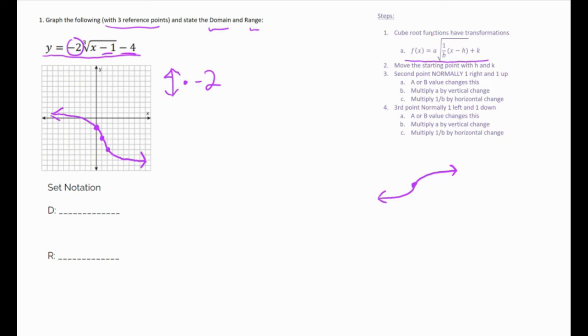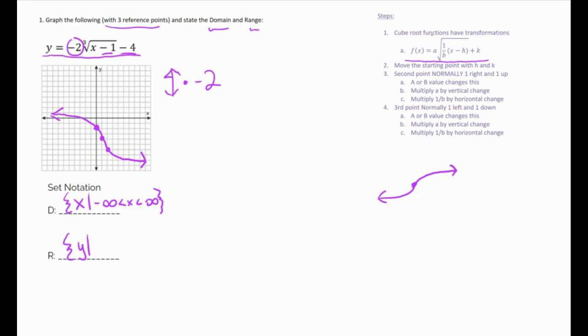For domain and range here, in set notation for domain, I'm using all of the x values. For range, I'm doing the y values. And in this case here, I'm really saying that x can be any number, because if we see here, it goes on forever from left to right. With a cube root function, there is no domain that is being restricted. Any x value can be any number.